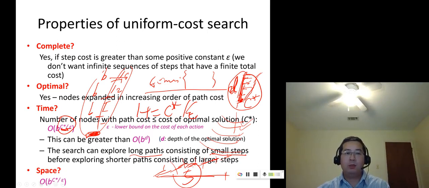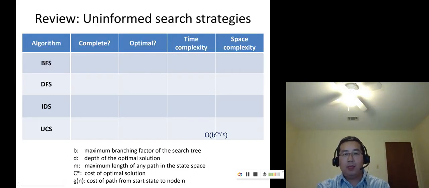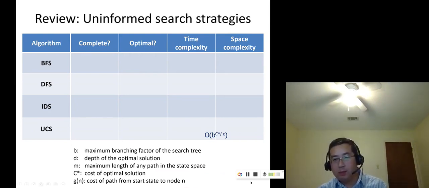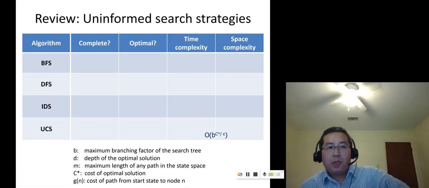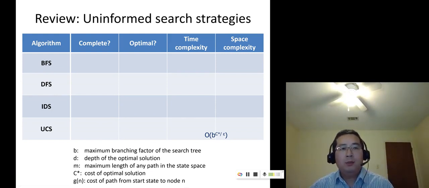During the search, okay, let's put them together. So that will be for BFS, DFS, IDS, and UCS. Okay, this is some typo. I see, I will fix it later. Anyway, it doesn't matter. Basically, we want to put all of the properties together.